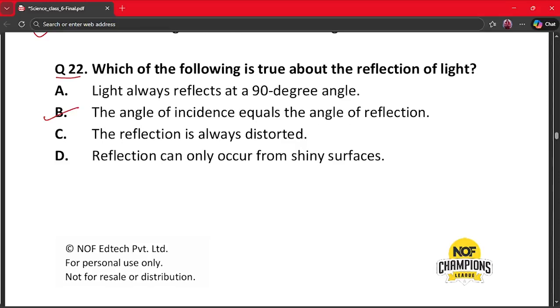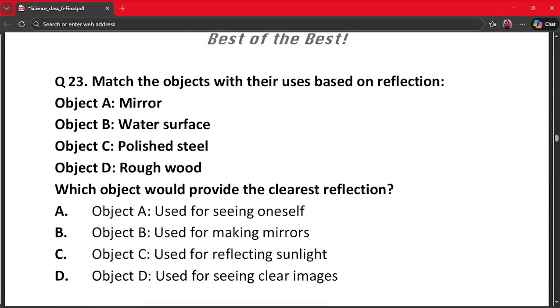Angle of incidence equals angle of reflection. This is the basic law of reflection. It applies to all reflecting surfaces. And light does not always reflect at 90 degrees. Hence option B is the correct option. Our next question is question number 23.